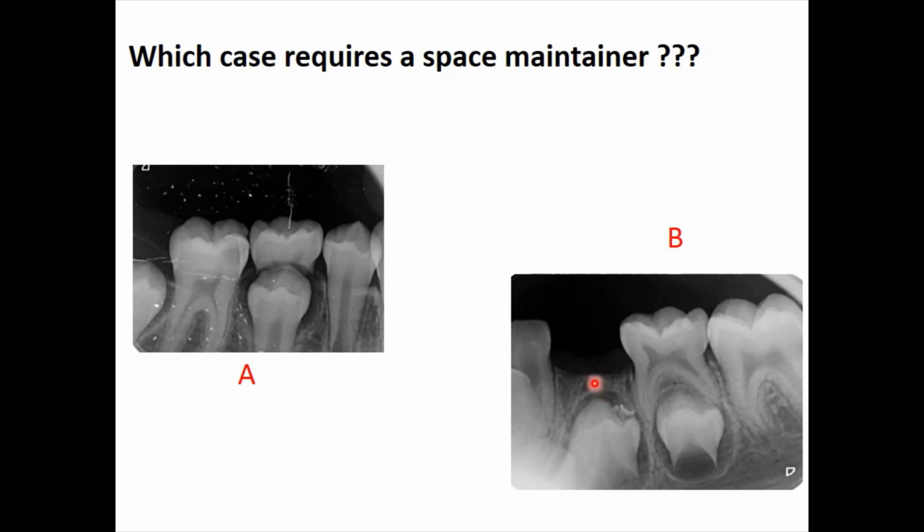As we know, 1 mm of bone resorbs in approximately 6 months. So the bone we see here will take a longer time to erupt, and hence there are chances of space loss to occur. So case B requires a space maintainer, while case A does not require a space maintainer.